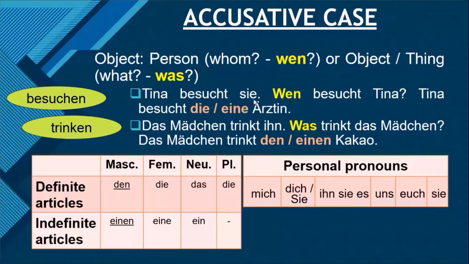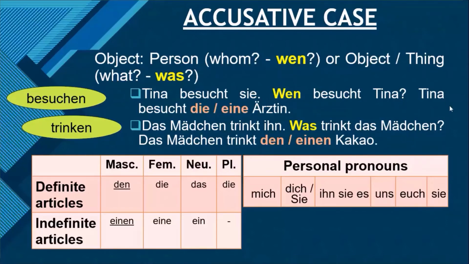Tina besucht sie. Tina is visiting her. So this time I'm going to use the personal pronouns which are different for the accusative case. Sie means her. So Tina is visiting her. But then if you use this sentence, the question will be, whom is Tina visiting? Wen besucht Tina?